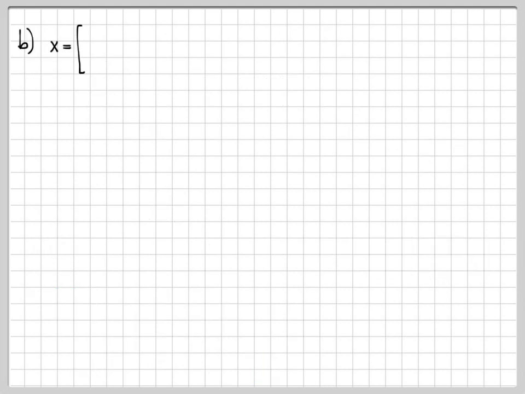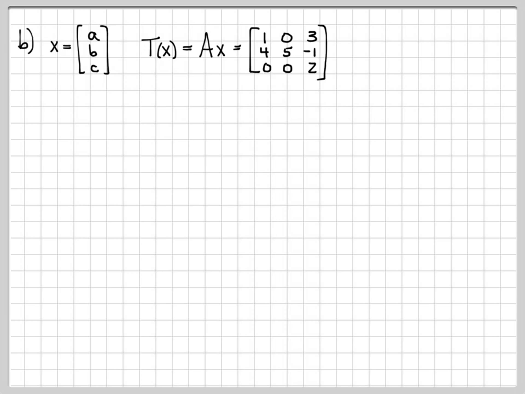Let's do another example. In this example, the same type of thing. We're also going to be considering the transformation T of x, where T of x is A of x, but in this case, x is equal to the vector a, b, c. So we're just replacing a concrete instance with this variable a, b, c vector. So T of x is still equal to Ax, but now A is the same, and x is now a, b, c. I'm going to do the math the exact same way. I'm going to have a times the first column, plus b times the second column, plus c times the third column. So I can go ahead and write that out.